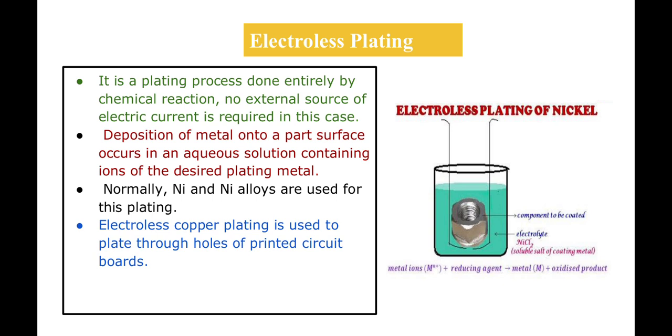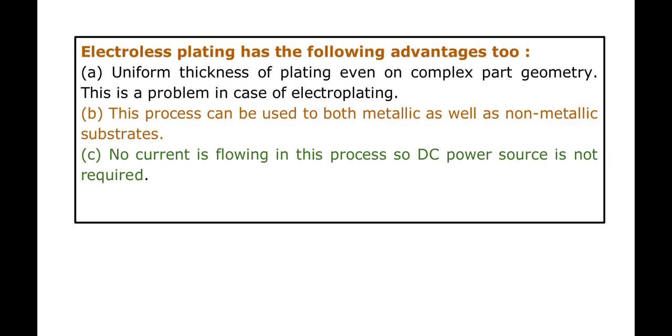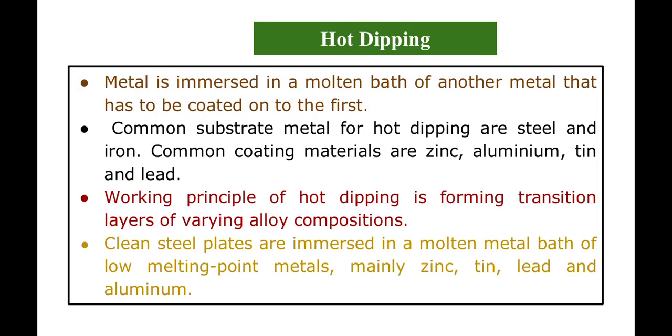nut. Now this electroless plating has the following advantages. The first is the uniform thickness of the plating, even on complex part geometry, and this is a problem in the case of electroplating. This process can be used on both metallic as well as non-metallic substrates. And no current is flowing in this process, so a power source is not required. So these are the advantages.